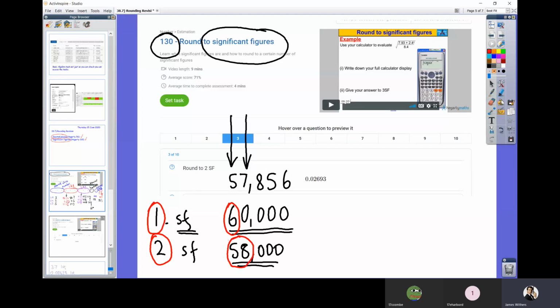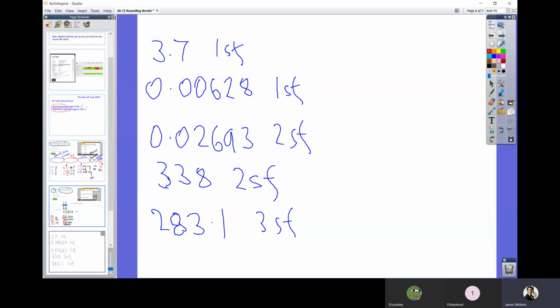So let's just quickly rattle through the types of question that are in the Hegarty. So I've just written these by hand, but these are the questions that crop up in the Hegarty. So 3.7 to one significant figure. You're only allowed one number that's not a 0. That would be 4.